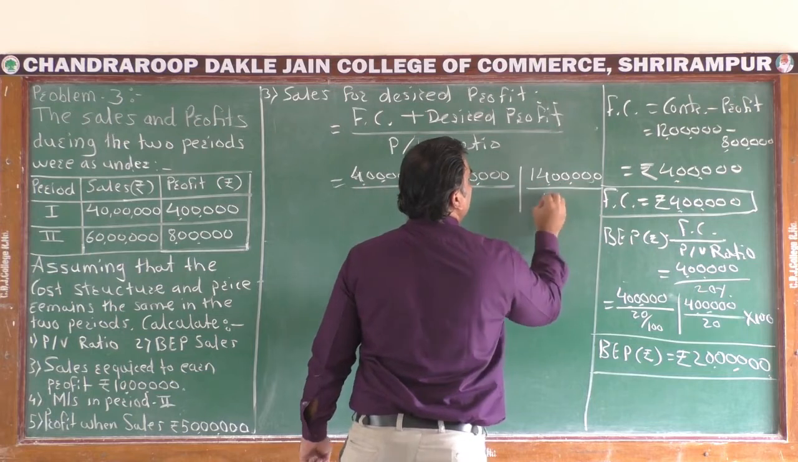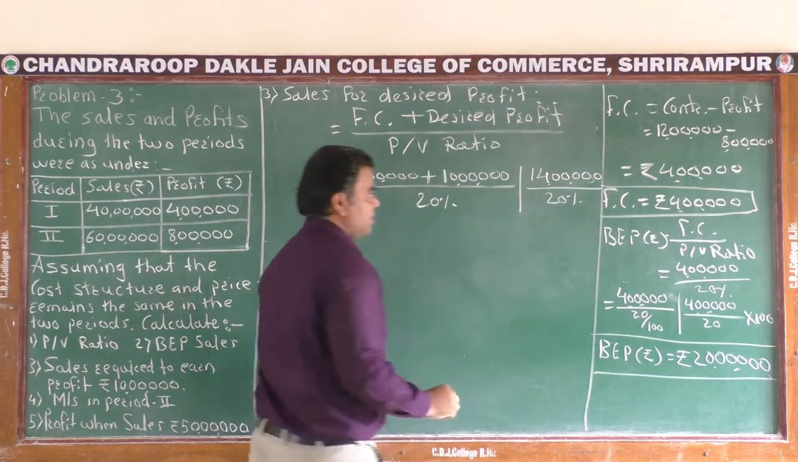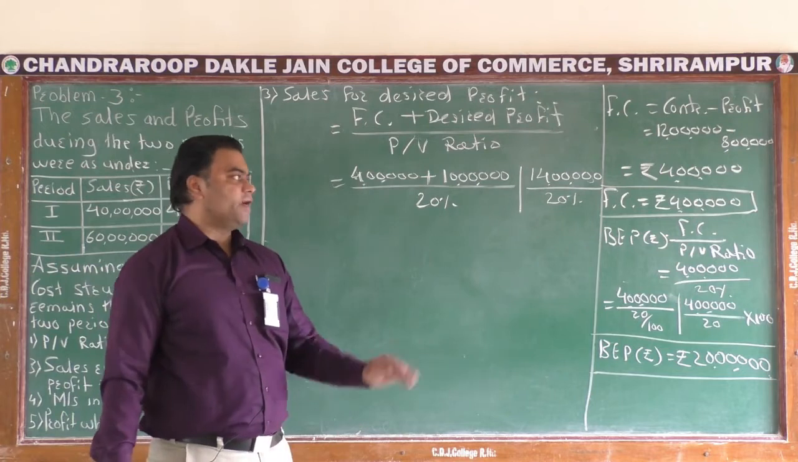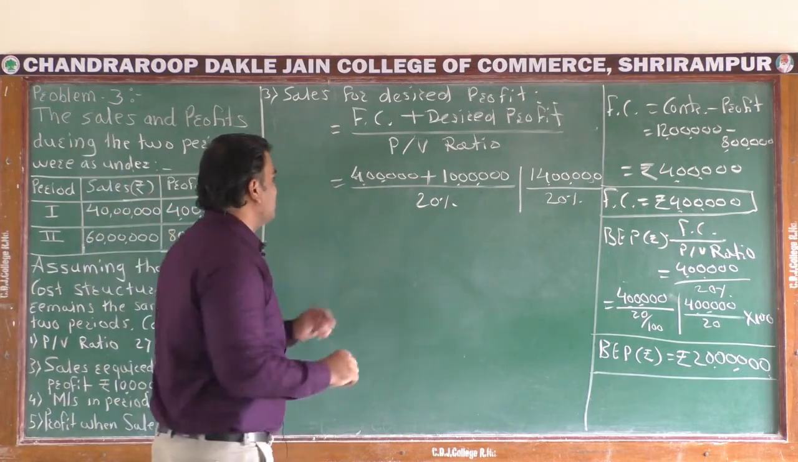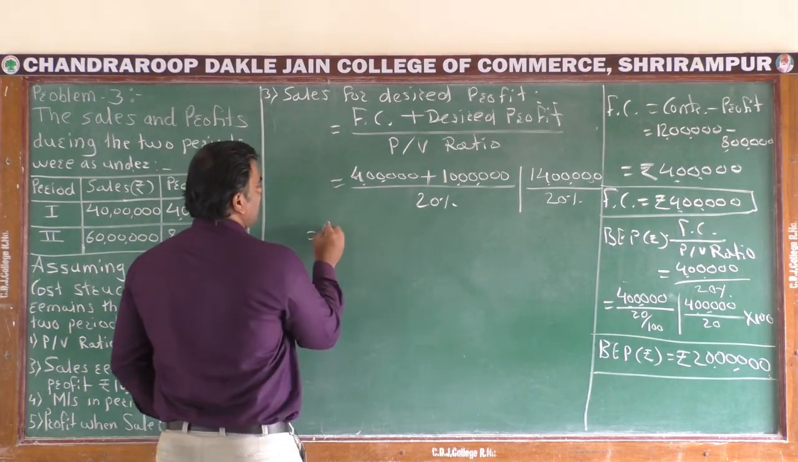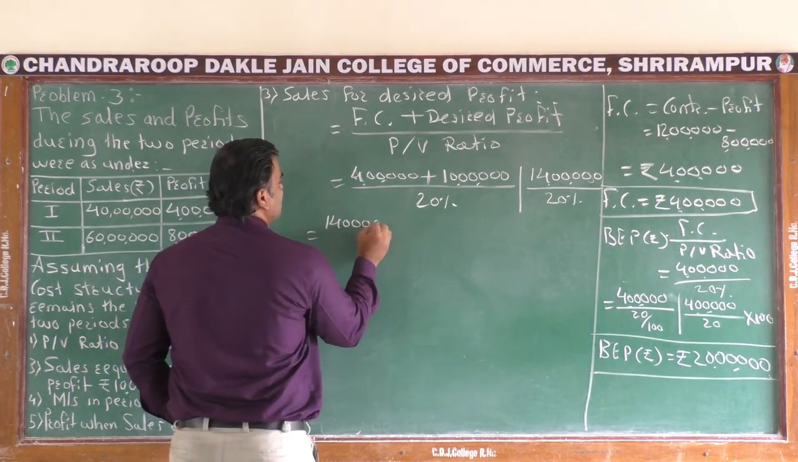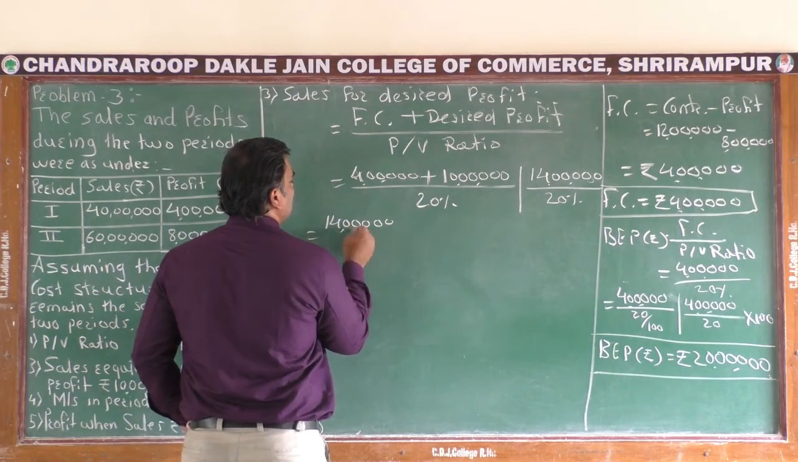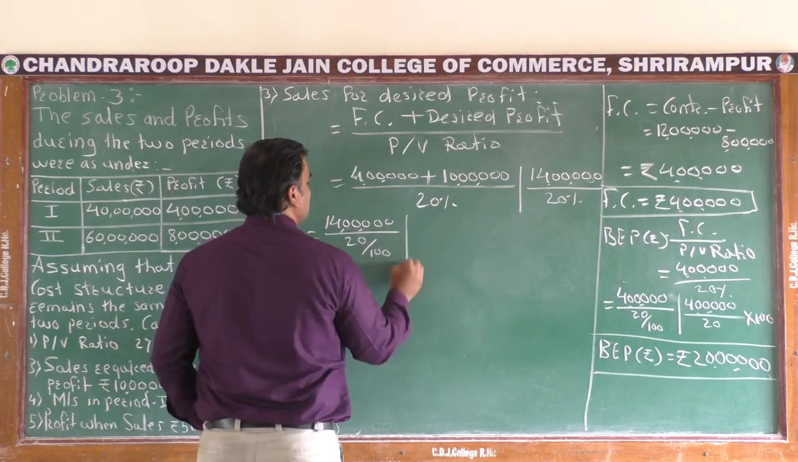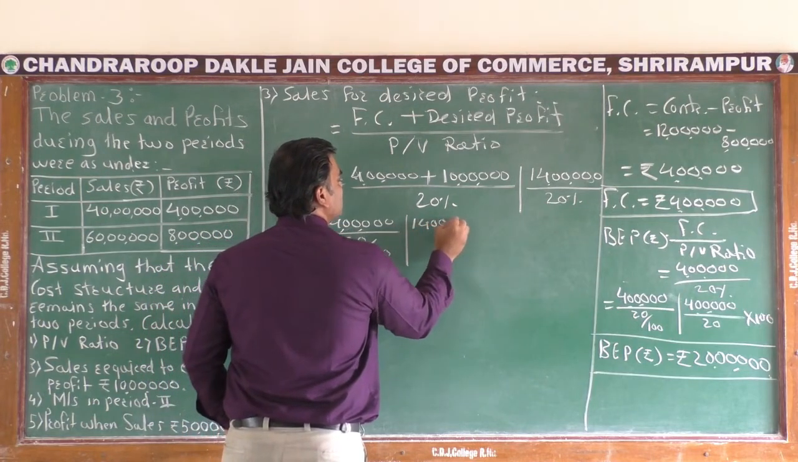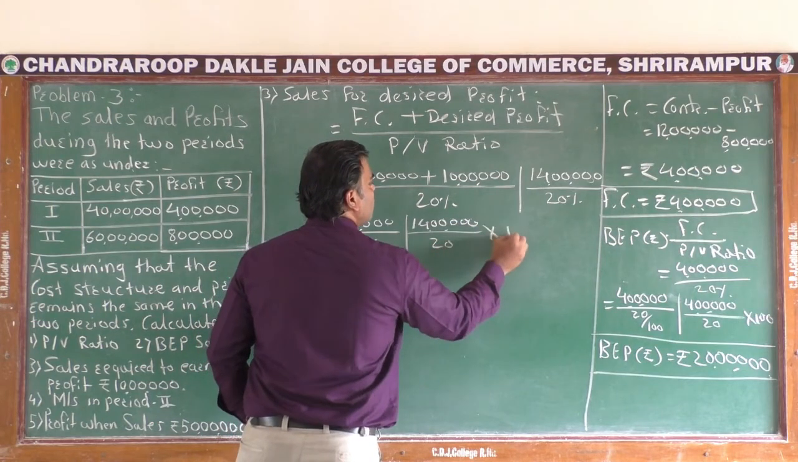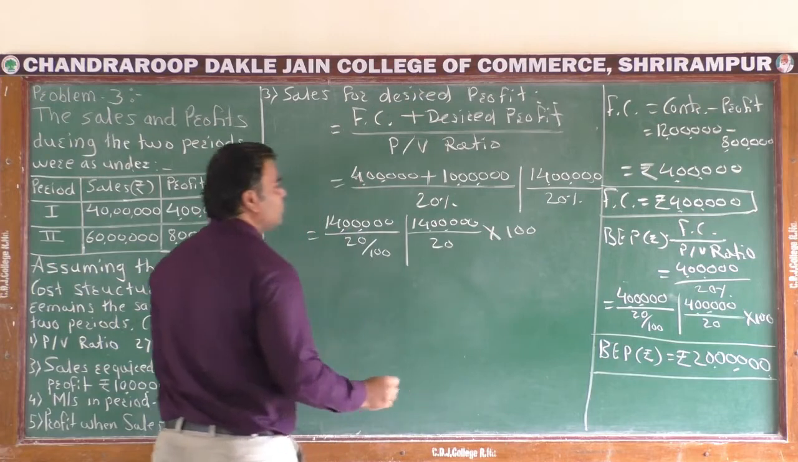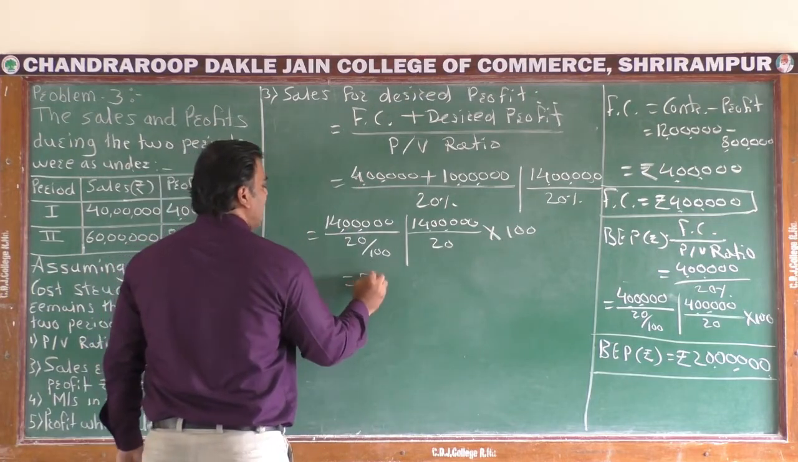14 lakh divided by 20%. So 14 lakh is 20% of 70 lakh. How you can see now? 14 lakh divided by 20%, that is 20 upon 100. So 14 lakh divided by 20 into 100 is equal to 70 lakh.